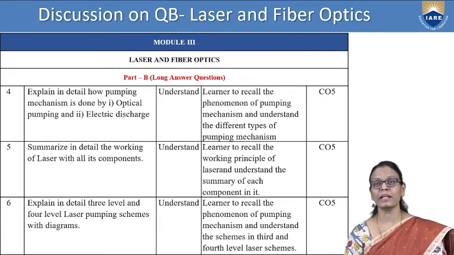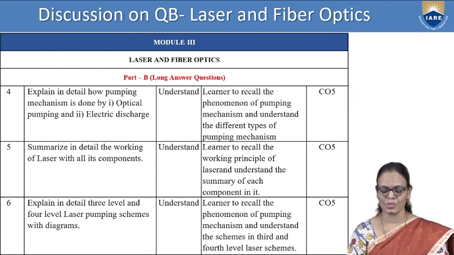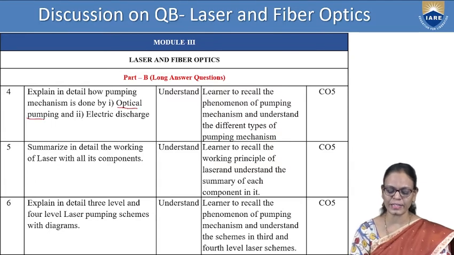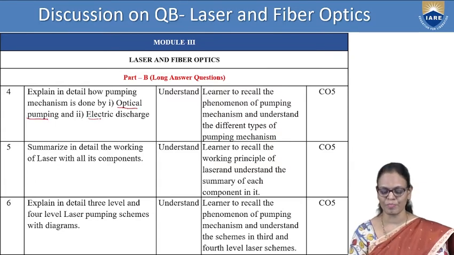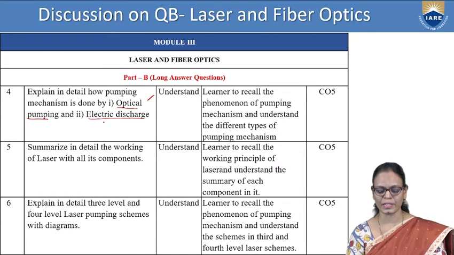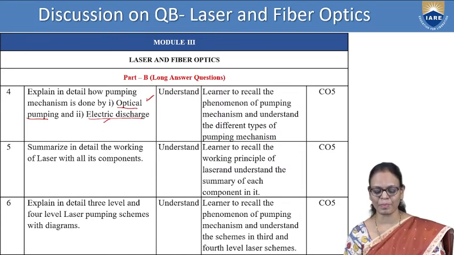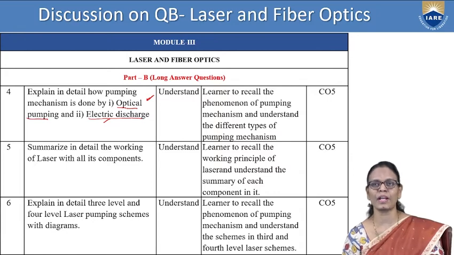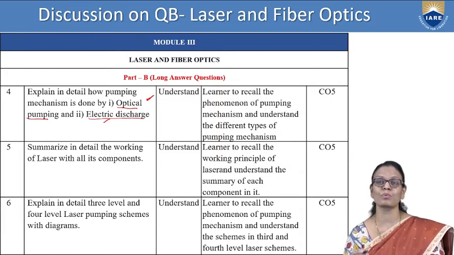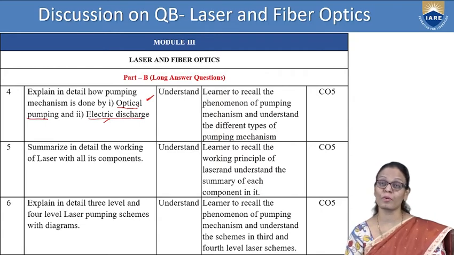Next, explain in detail how pumping mechanism is done by optical pumping and electric discharge. Here you have to discuss in detail 2 types of pumping. One is the optical pumping and the second one is the electric discharge. For optical pumping, you can take the example of any one, say the ruby laser, how we are doing it. In optical pumping, how it happens, how the atoms are excited, how we are providing the light, all that you need to explain.